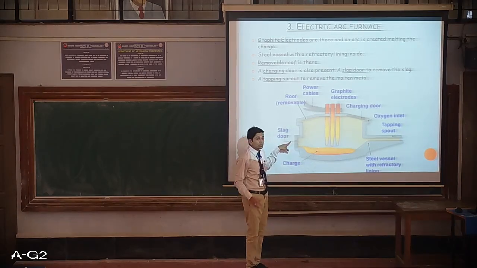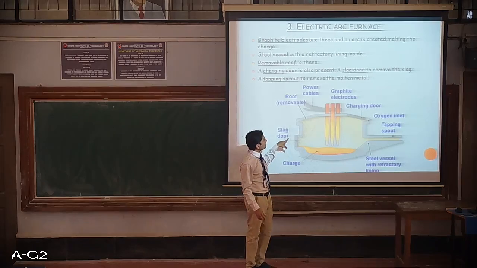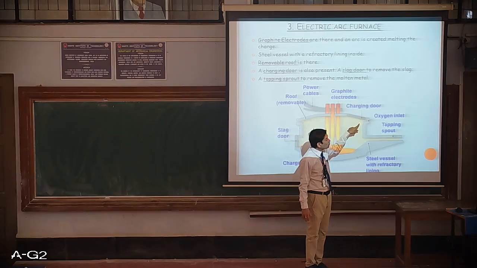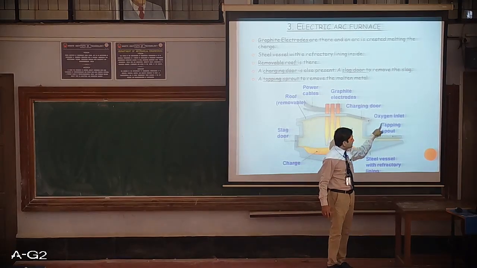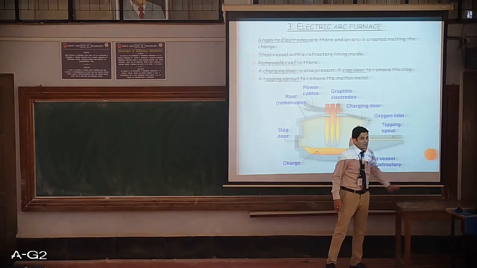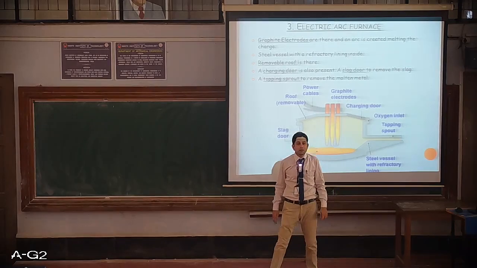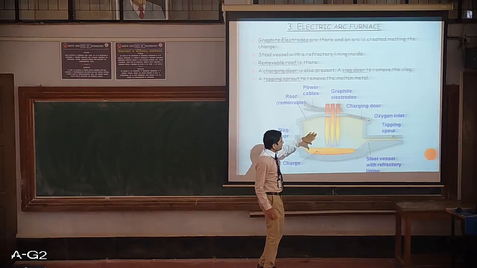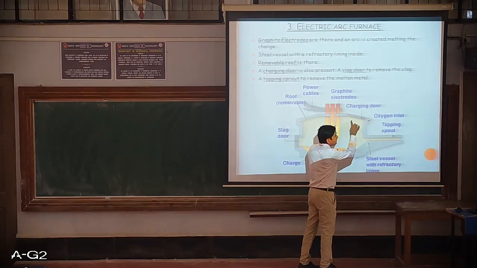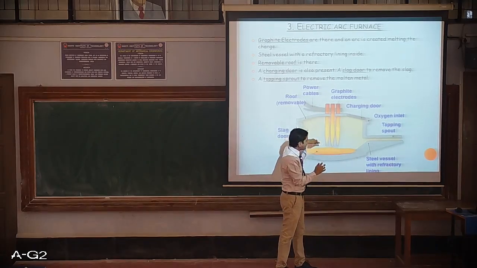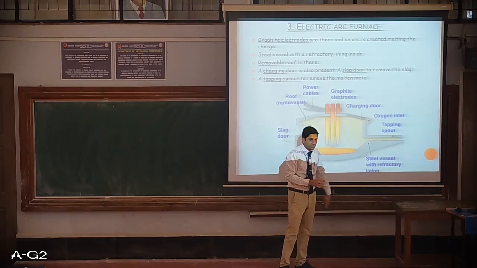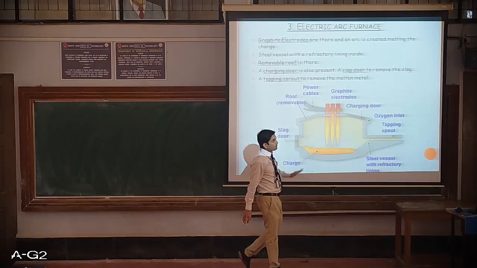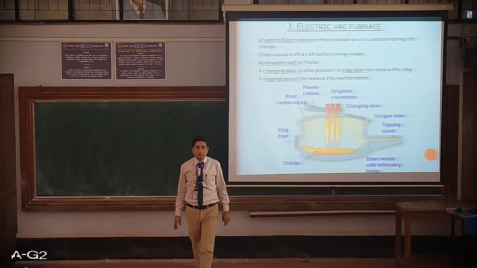It is through this door the slag or the impurities are being removed out. Then there is an oxygen inlet, for the combustion to occur. And there is a tapping spout, through which the liquid metal is taken out or tapped out. And this whole complete vessel is made up of steel with internal refractory lining. The inside portion of this steel vessel is made up of refractories, while outside it will be made up of steel. So this is the construction of the electric arc furnace.